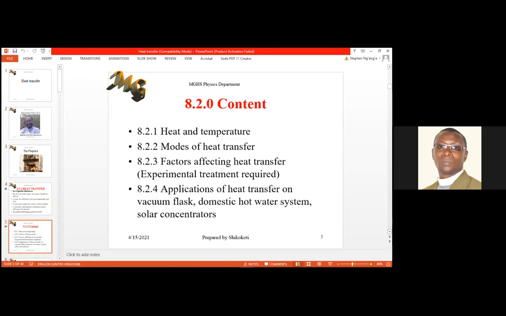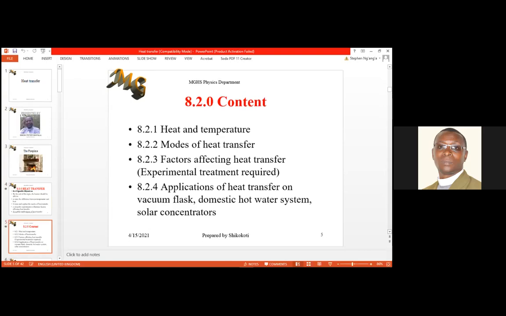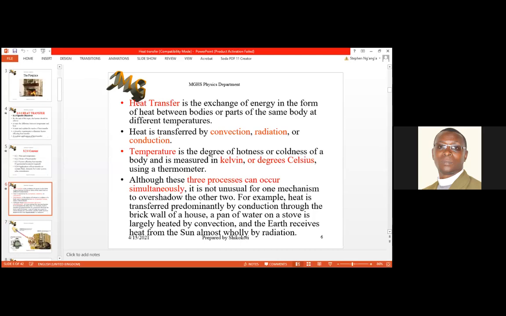And with that, we have heat and temperature, modes of heat transfer, and factors. So heat transfer is the exchange of heat between bodies or parts of the same body at different temperatures. The three modes of heat transfer are mainly convection, radiation, and conduction. Of course, we know what temperature is. Temperature again.